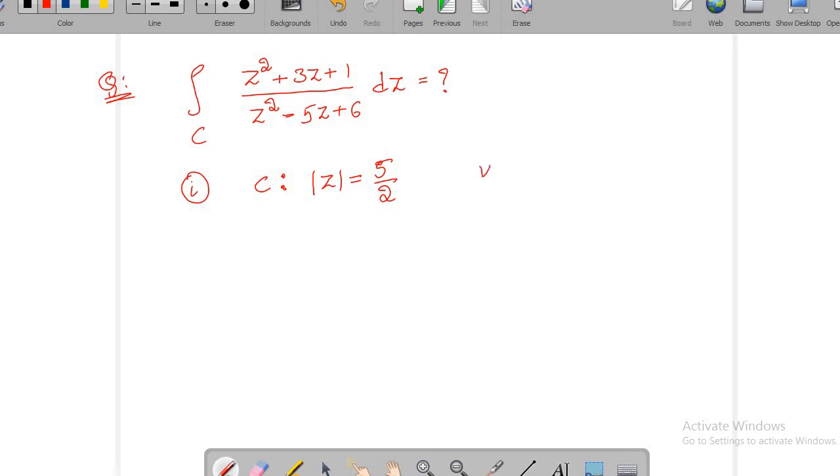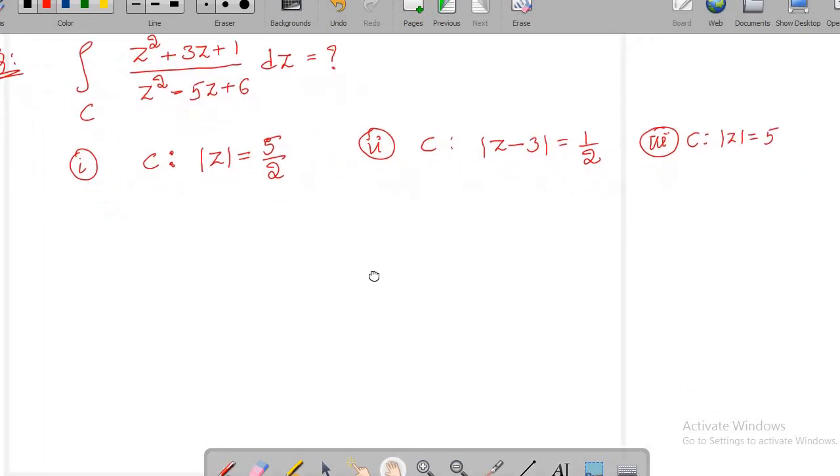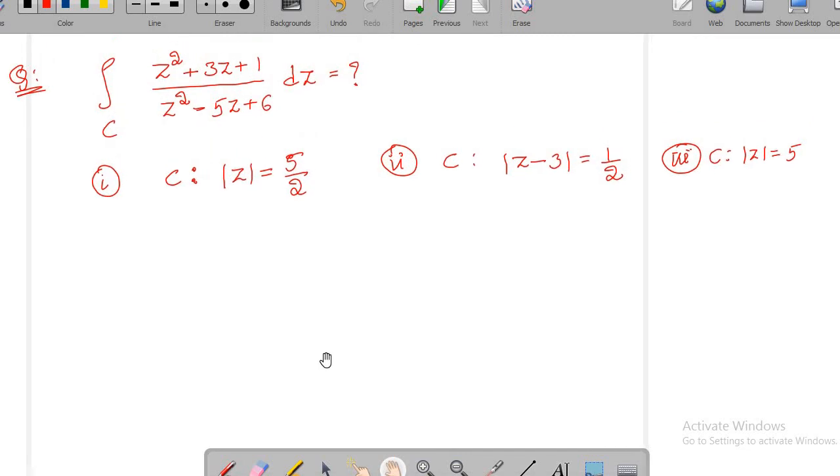This is the first one, and for the second one you need to integrate along C, where C is given like this, mod z minus 3 equal to 1 by 2. And there is one more, the third problem, where C is mod z equal to 5. Let us try to see how to answer this problem on these three curves. First you do some work and let me know what the answers are. I hope the first one is easy.